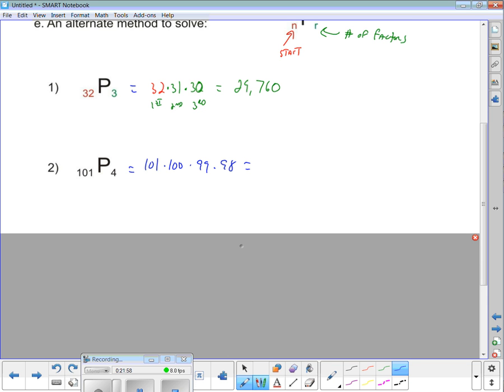This is still, what, 97,990,200? Man, it gets up there quickly. 101 times 100 times 99 times 98 is 97,990,200. All right, permutations.